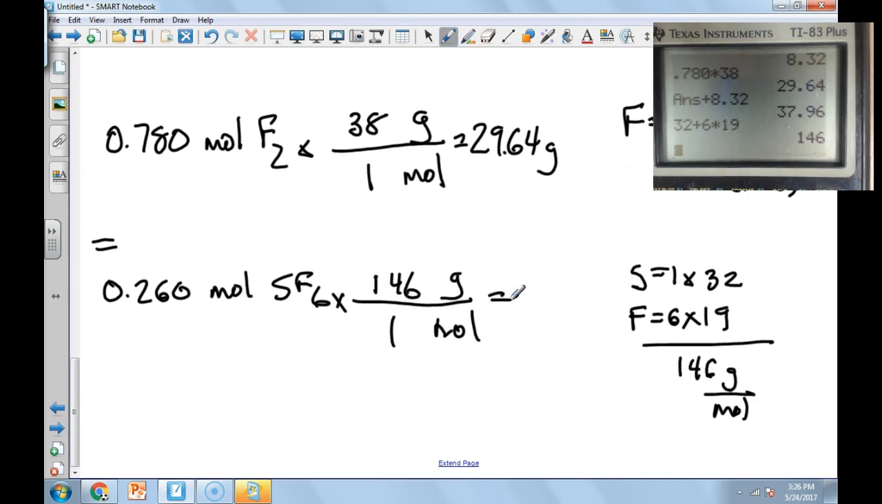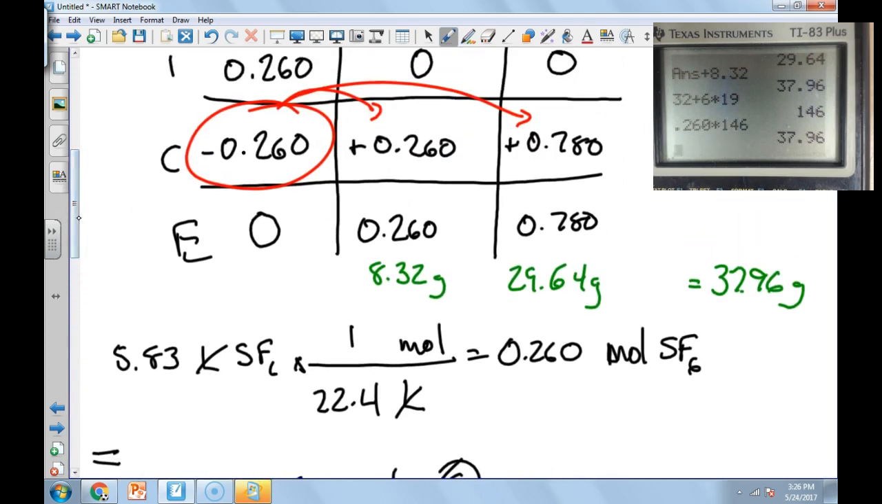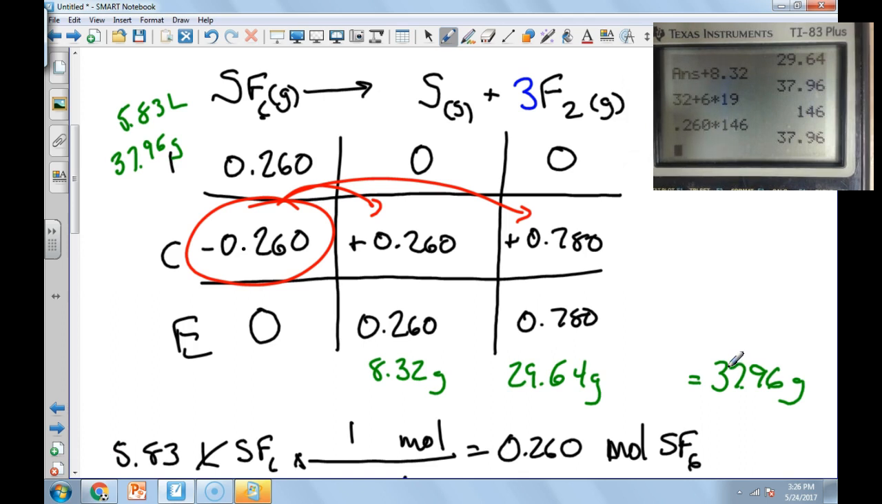So now we take this and we do the math, and we get 0.260 times 146, and when we do that, we get 37.96 grams, and lo and behold, here we got 37.96 grams. So I know that I did the problem correctly, okay?